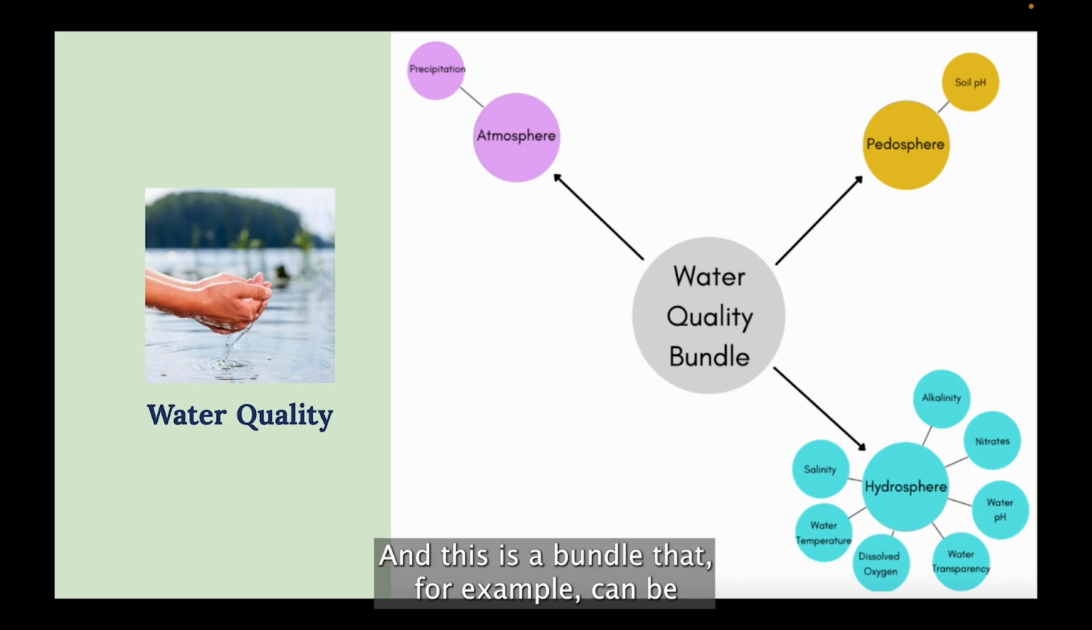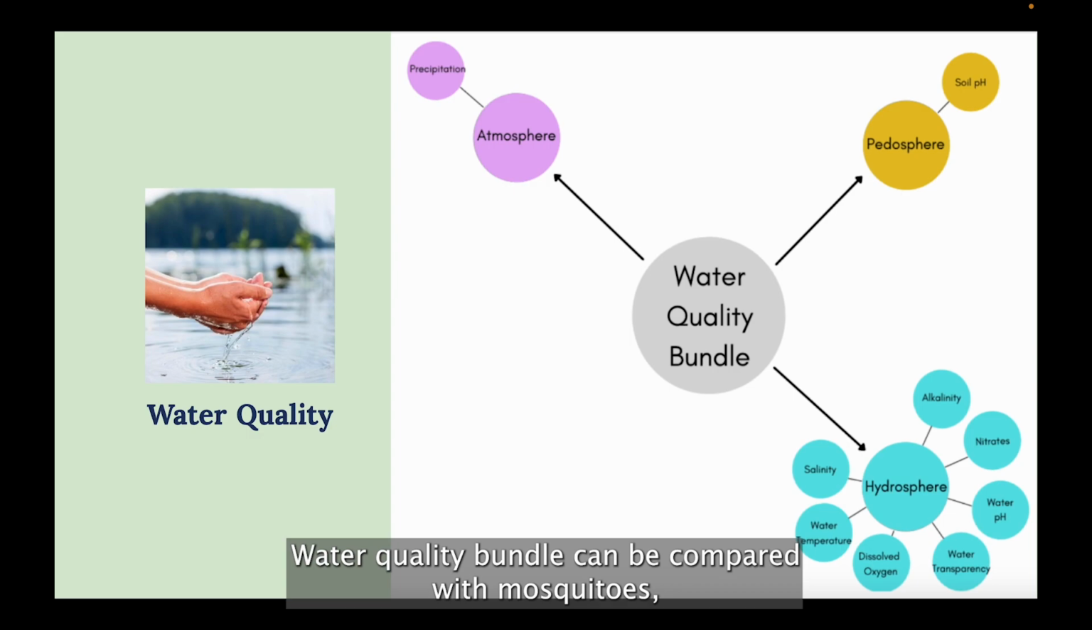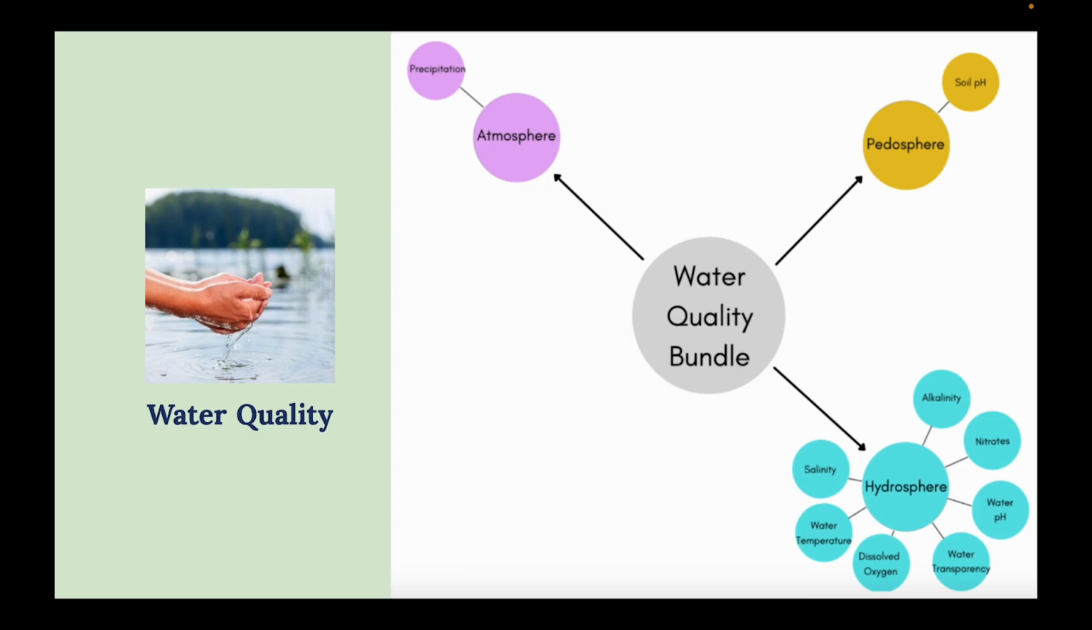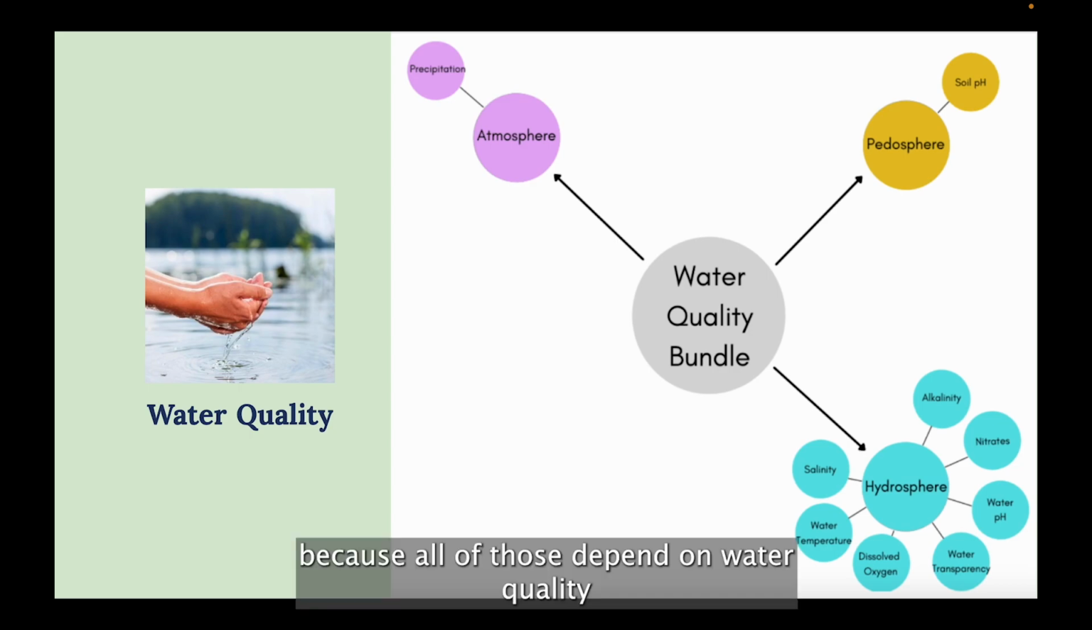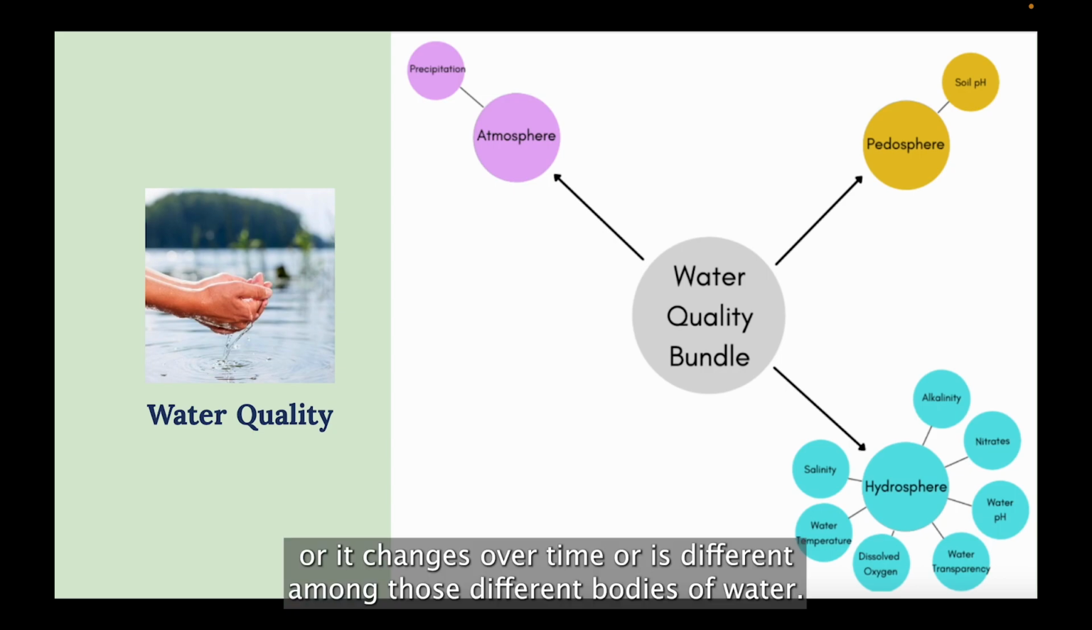And this is a bundle that, for example, can be combined with several of the other bundles. The water quality bundle can be compared with mosquitoes, urban, rivers and lakes, and oceans, because all of those depend on water quality and understanding how the water is being either affected, or it changes over time, or is different amongst those different bodies of water.